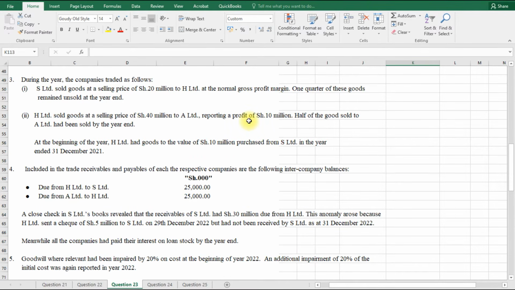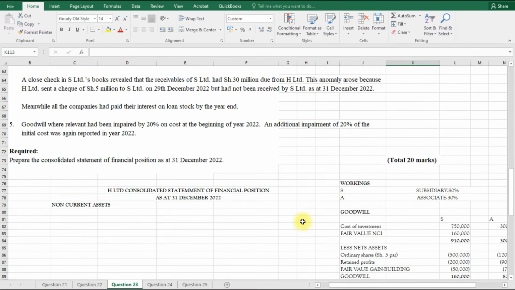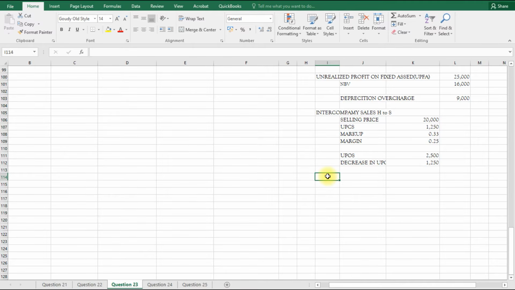So this one is UPCS on associate, because H is selling goods to A, so a profit of 10, H to A. We'll just put this as intercompany sales, H to A. Intercompany sales, this is H to A, and we'll find that our UPCS will be equal to the profit, which was 10 by half, 0.5 that remained. That was our unrealized profit.